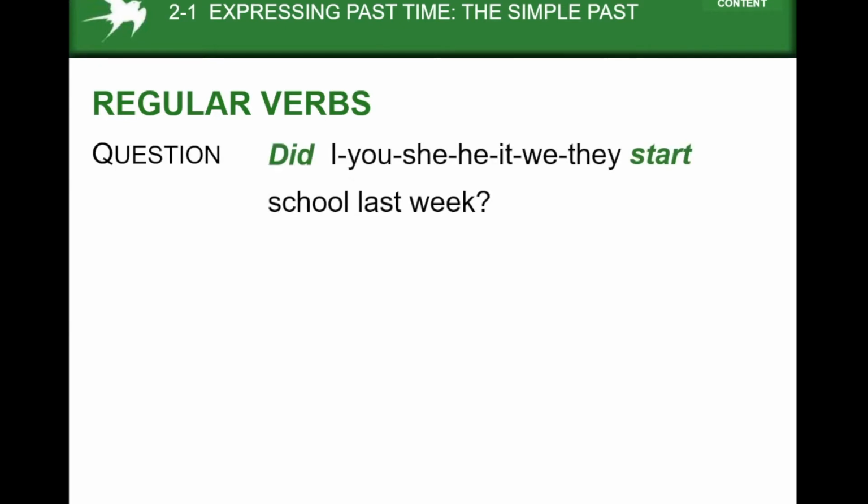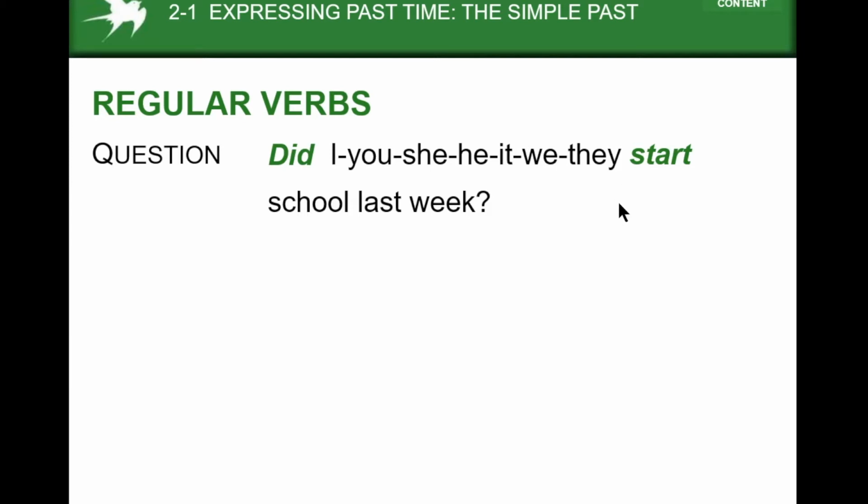And to make a yes/no question, you need to take a helper verb, did, and put did in the front of our sentence. And did is so helpful that it makes started change back to start. So the question is, did they start school last week?